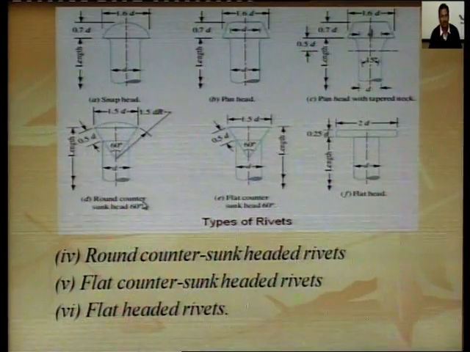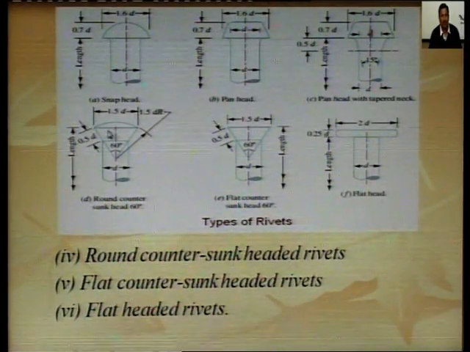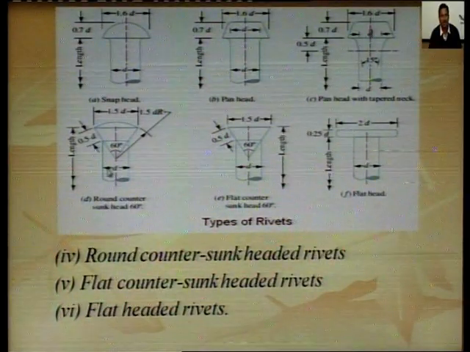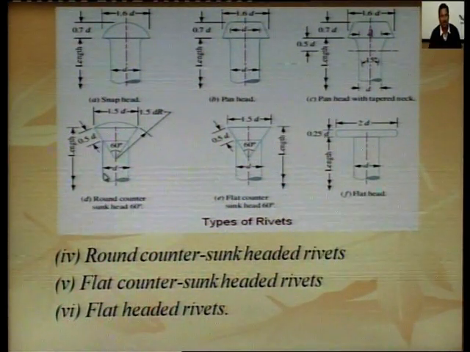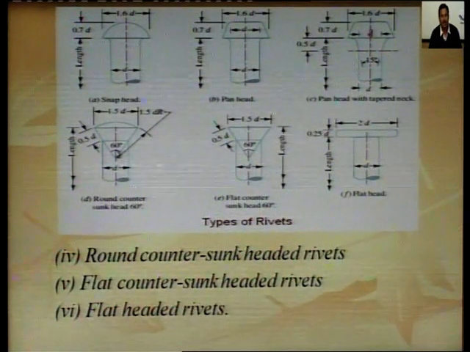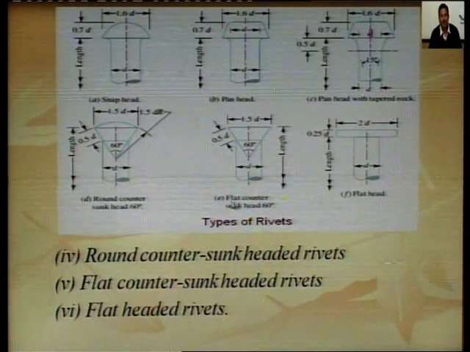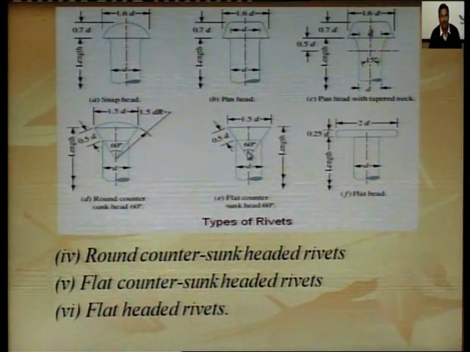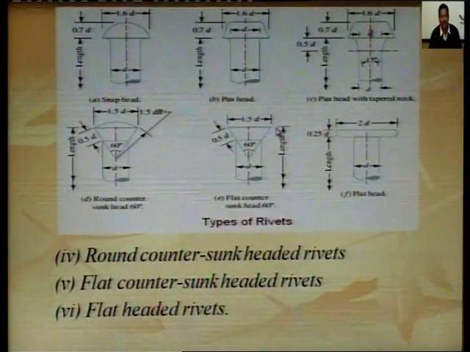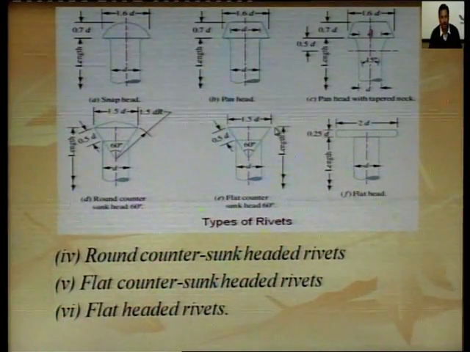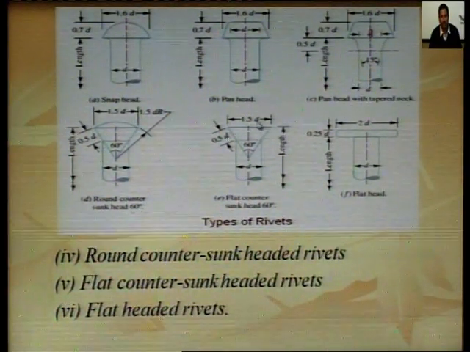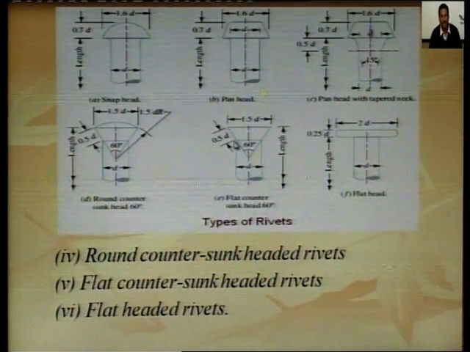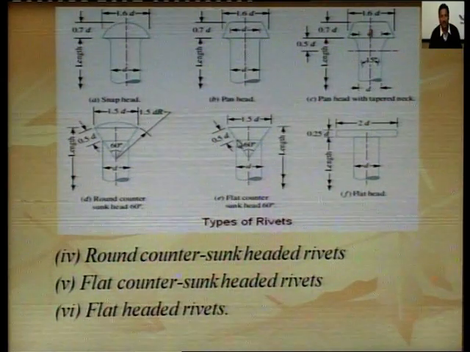Round countersunk head. Here the diameter of this is 1.5d, where d is the nominal diameter of the rivet, and the angle is 60 degrees. Flat countersunk head, 60 degrees. Again the angle is 60 degrees, this portion is flat, and the diameter of this flat portion of the rivet head is 1.5d, where d is the nominal diameter of the rivet, and this dimension is 0.5d.